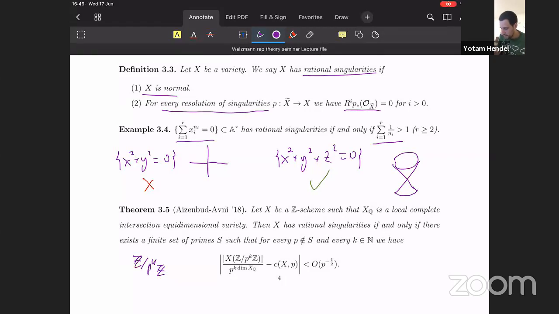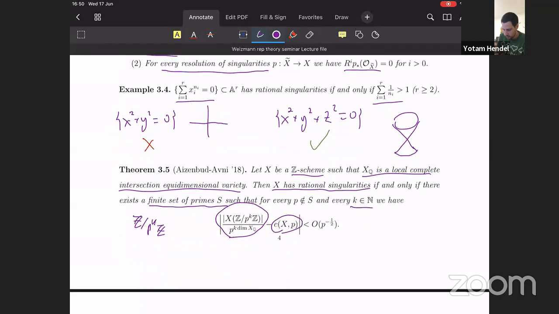So more concretely, if I have some Z-scheme X such that its base change to Q is local complete intersection and equidimensional, then they show that it has rational singularities if and only if, when I throw out some finite set of primes, then for every natural number k, this normalized point count is very close to the number of absolutely irreducible top-dimensional components.